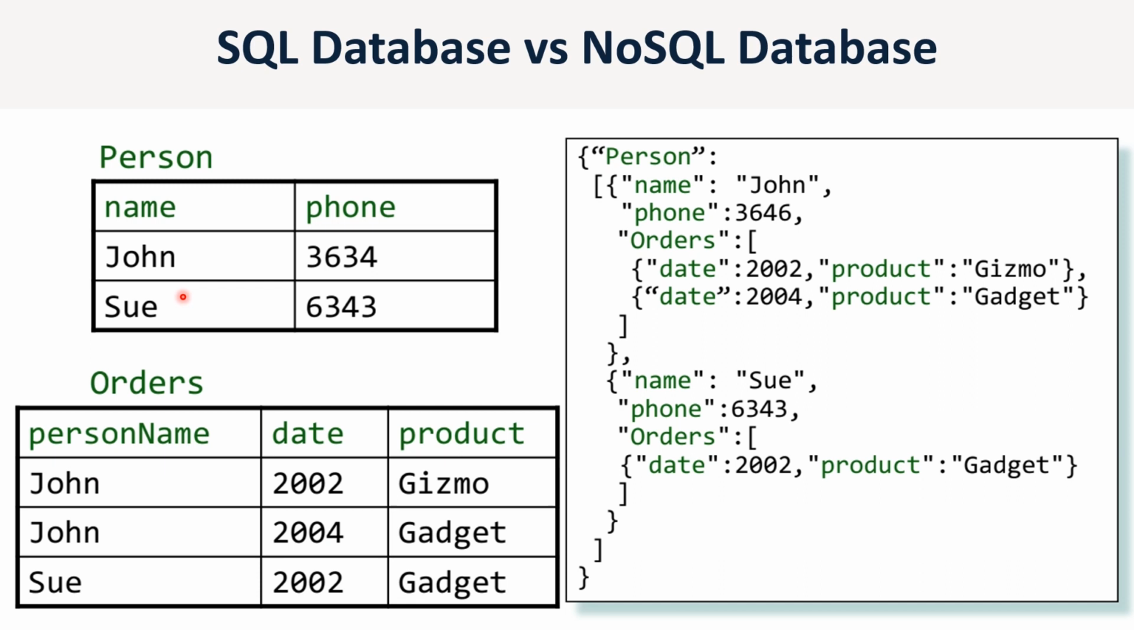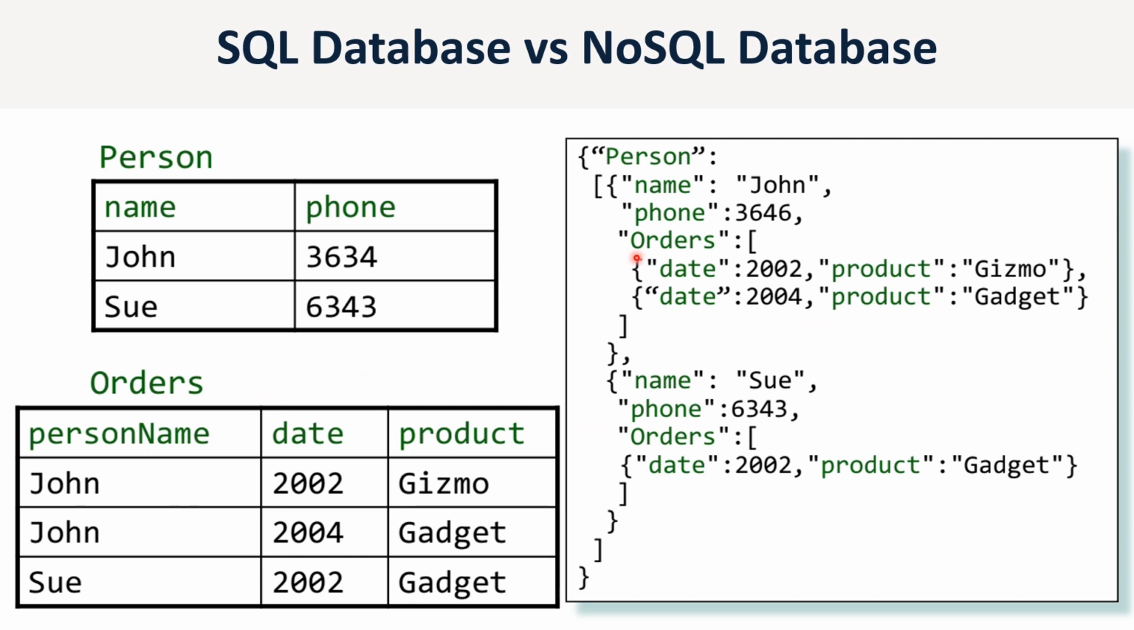Here we see an example of a SQL database versus a NoSQL database. On the left here we have two tables. The first table is called person and the other one is called orders. In the person table you have information such as name and phone, that stores information about the person's name, and I don't know what phone is. It might be a phone number, it might be something else. And orders stores information about the particular orders that people made.